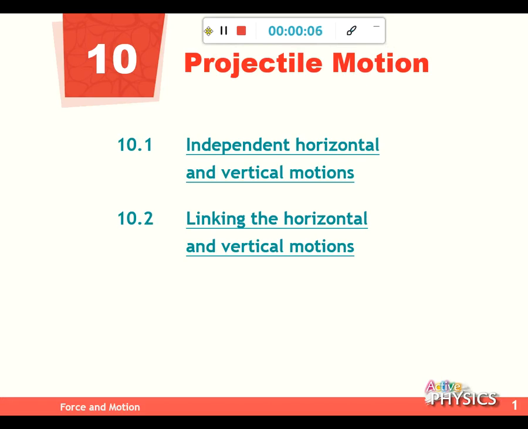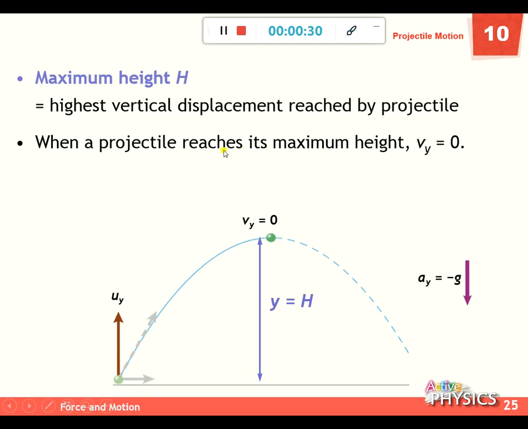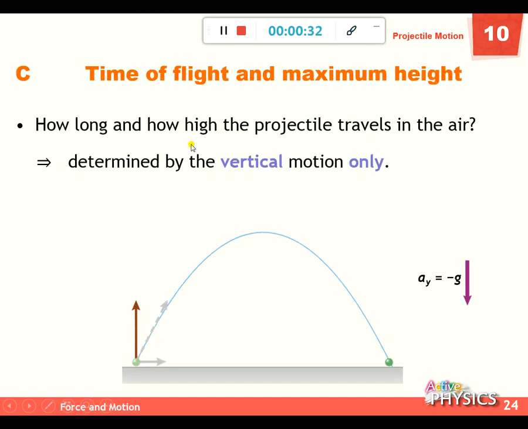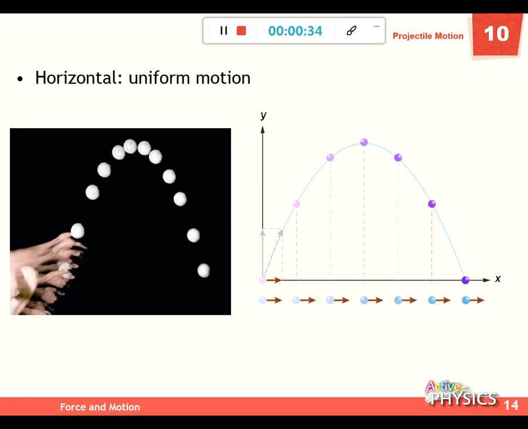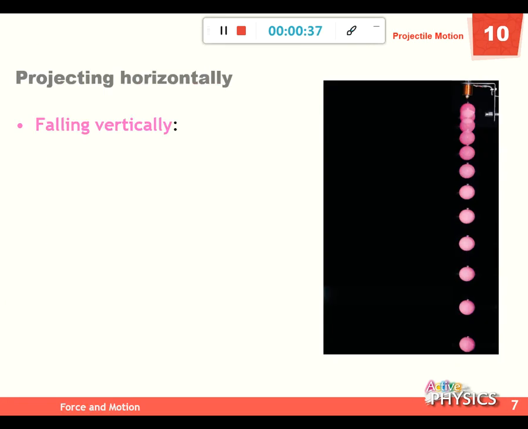Okay, page 276, chapter 10, projectile motion. 拋物運動. In this chapter we will focus on the path or the motion of an object that falls under gravity. Okay, start this chapter.